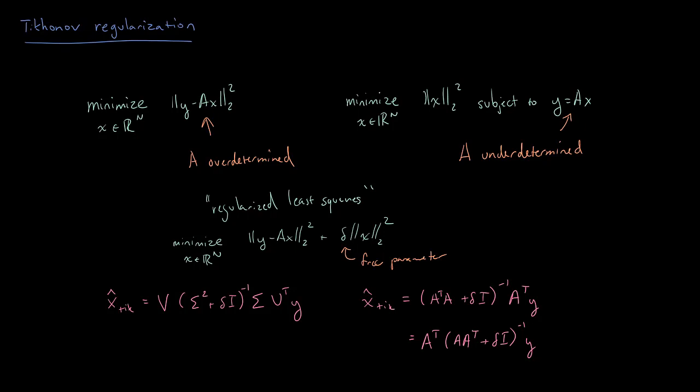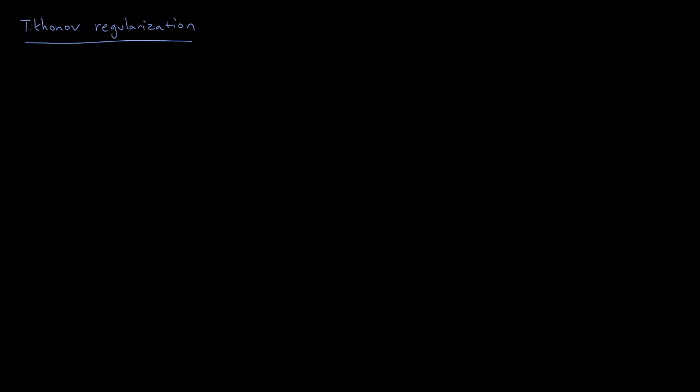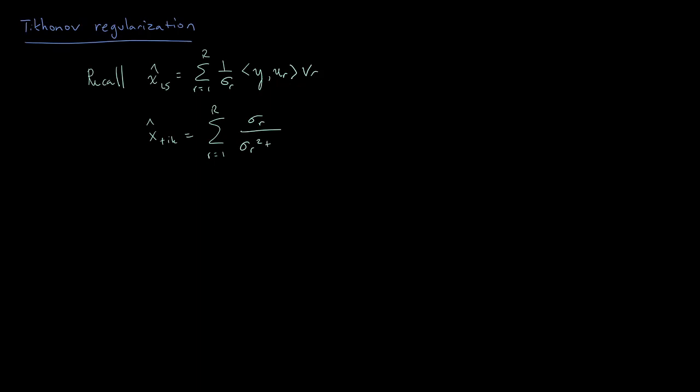Just as was the case with the truncated SVD, we can also write the solution to the Tikhonov regularized least squares as a weighted combination of the singular vectors v_r. So recall that the least squares solution gave us the weights 1 over sigma r times the inner product of y with u_r. In the Tikhonov regularized solution, we have a similar formula, but rather than 1 over sigma r out front, we have sigma r over (sigma r squared plus delta). This is just re-expressing the formula I just wrote in matrix notation previously.